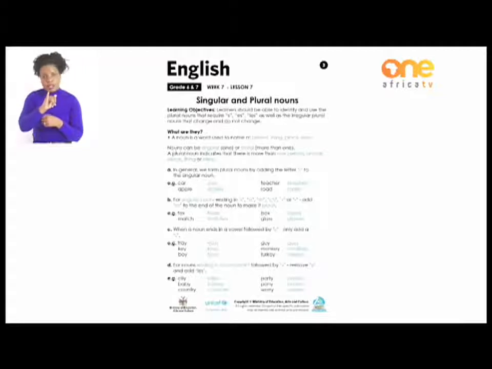1 turkey, 2 turkeys. For nouns ending in a consonant followed by Y, remove Y and add IES. For example, 1 city, 2 cities, 1 party, 2 parties, 1 baby, 4 babies, 1 pony, 2 ponies, 1 country, 2 countries, worry, worries.